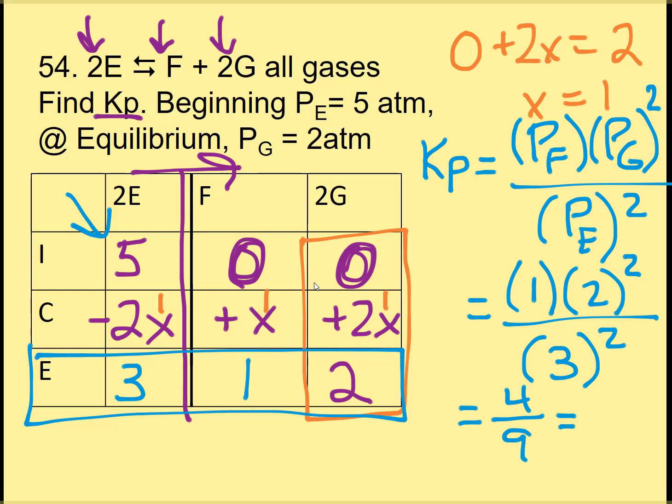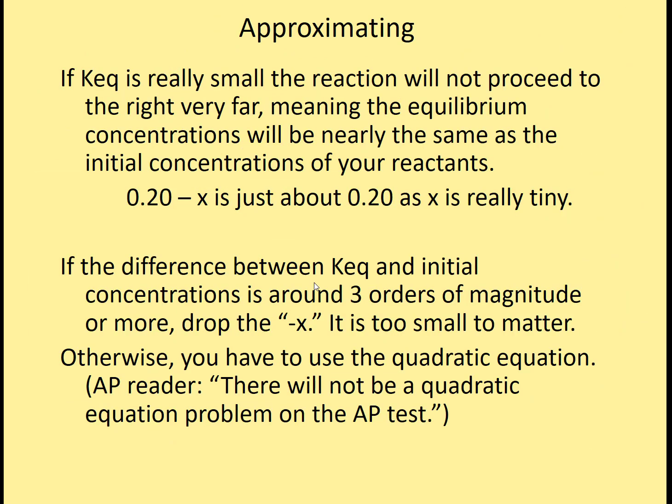which is also 0.44. So this is telling me that I am going to favor my reactants. So I should have more reactants at equilibrium. And you can look at your values and see that's true. You have a 3 molarity, or not molarity, we're in atmospheres. So we have 3 atmospheres on our reactant side, and on our product side, we have 1 atmosphere and 2 atmospheres.